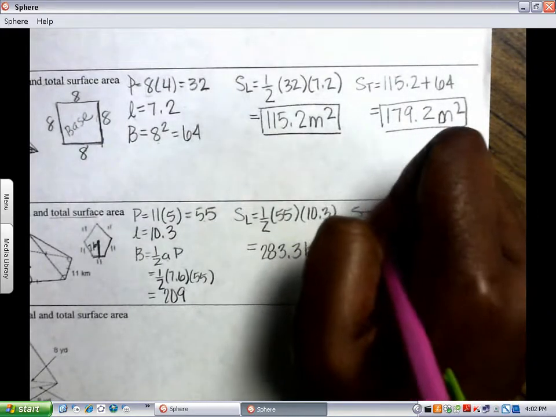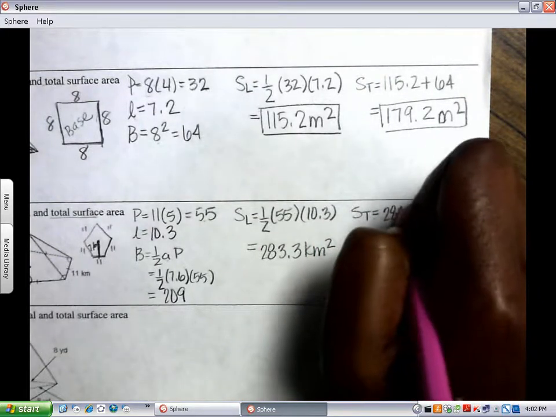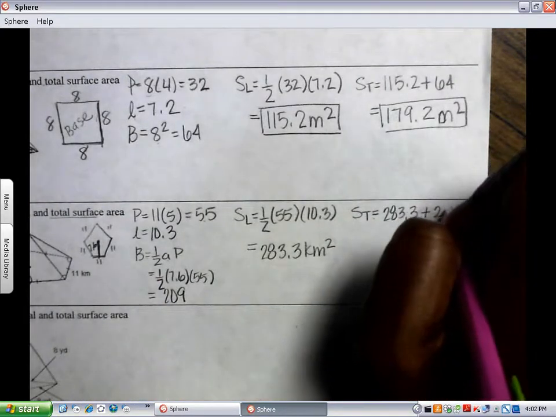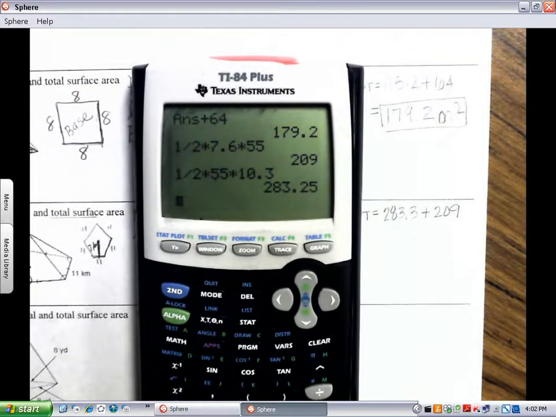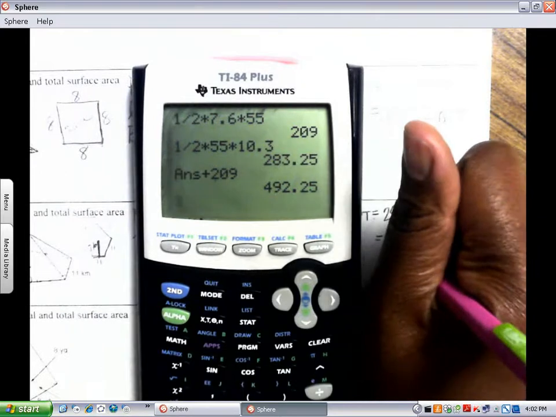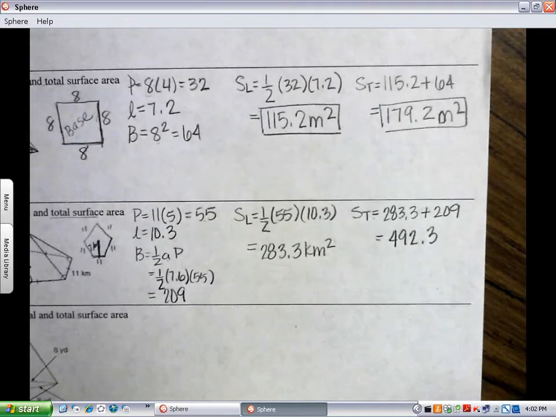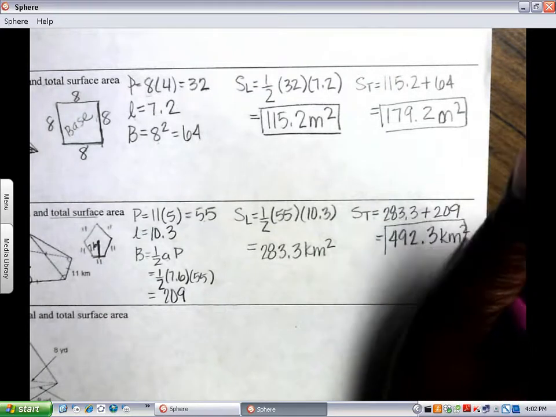Okay? Now we need to find the total surface area. So ST, you take the lateral surface area, 283.3, and add the base area to it. So plus 209. It's already in your calculator, so you just hit plus 209. Make sure I put a 0, not a decimal, and hit enter. We get 492.3. Okay? And that will also be square kilometers. So those are our two answers.